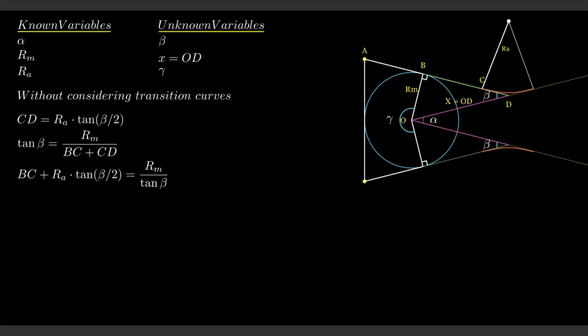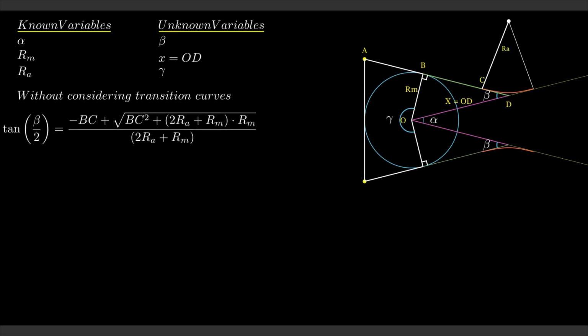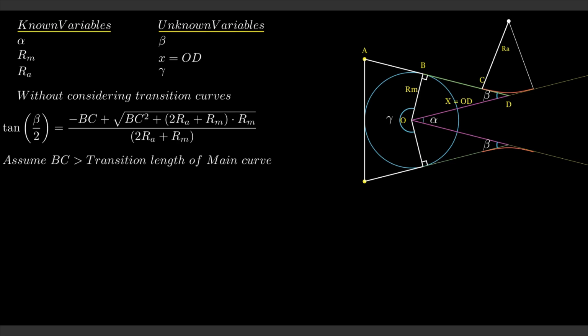After simplification, we arrive at a quadratic in tan beta by 2. Solving it gives us beta. But notice one extra variable, BC, the straight portion between approach and main curve. This length is a design choice, but for simple hairpin bends, BC should be greater than the transition length specified by your national guidelines. Once beta is known, x can be directly computed as x equals Rm by sin beta. And that fulfills all the requirements for our simple bend.